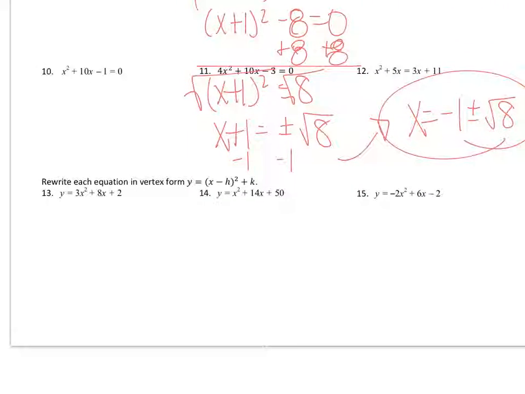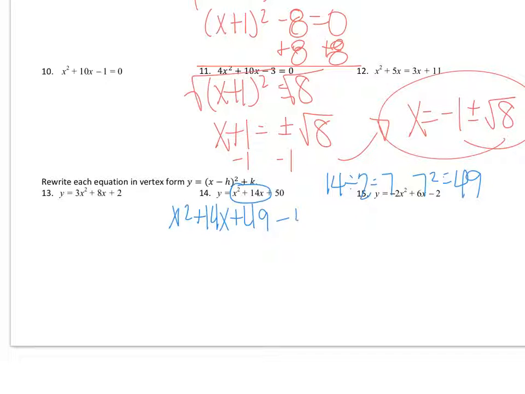Again, we did number 13 in class, so I'm going to take a look at number 14, and we're looking at the same thing. I'm going to take that piece right there. 14 is my middle term, so I'm going to do 14 divided by 2, which is 7. 7 squared is 49, so that's going to be what I'm adding to that piece.